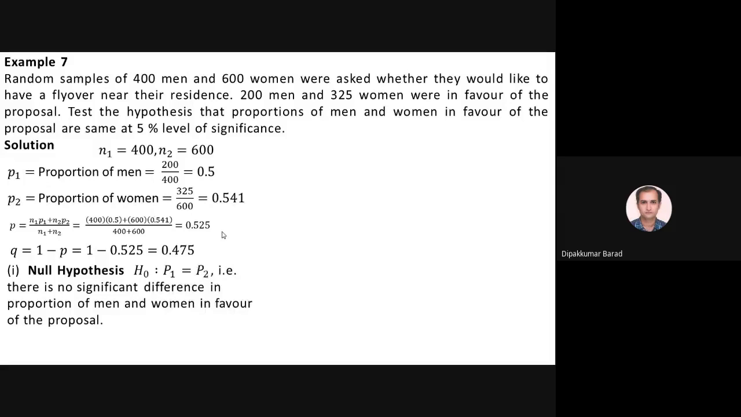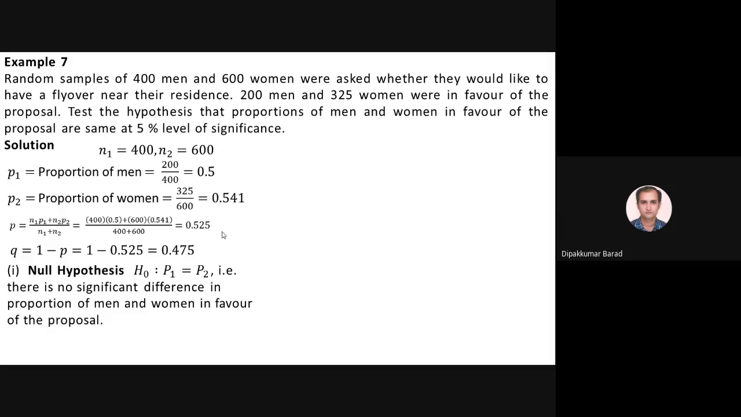It means there is no difference between population proportions capital P1 and P2. That is, there is no significant difference in proportions of men and women in favor of the proposal. Okay, so both are equally in favor of the proposal, and we are saying this for all populations from the sample. This is what we have set as the null hypothesis.